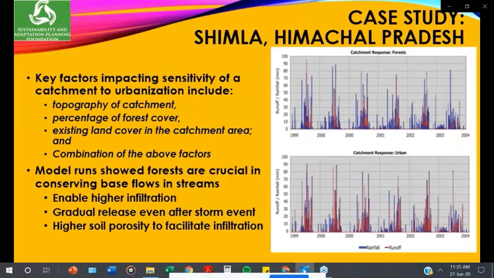So if you want to understand how your city or your catchment is going to behave, and how it is going to respond to more urbanization in future, then you should consider its impact on these factors. And as I've said, forests are very, very crucial at retaining base flow, and base flow is very important for countries like ours because it helps recharge. It also reduces flooding downstream, and it is also going to be very, very important because such events are going to increase in the future with climate change.